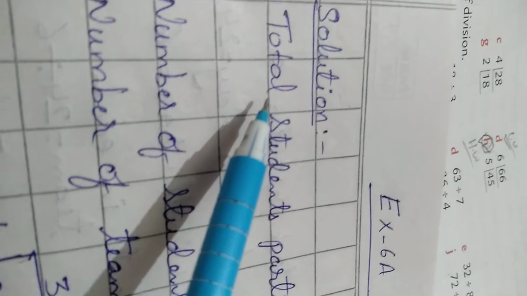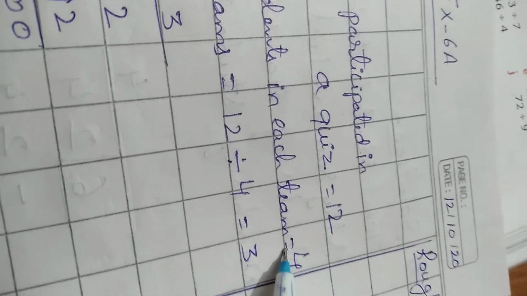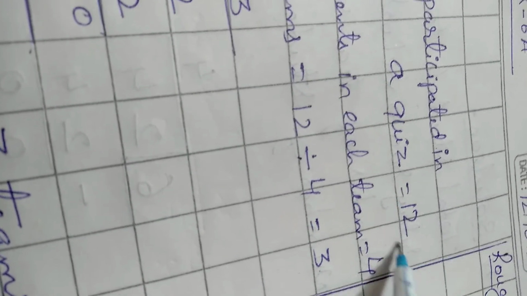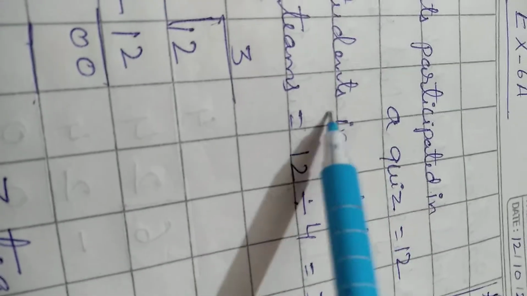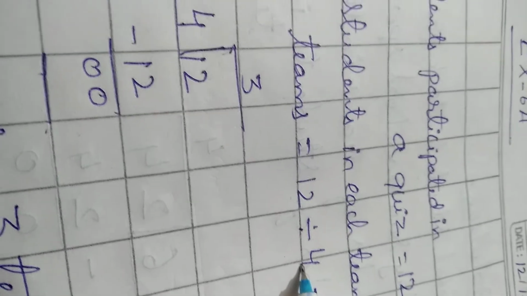So for that, the statements needed are, first, the information given is about the total students. So write down, total students participated in a quiz is 12. And the second information given is the number of students in each team, so that is 4. Now we have to find out the number of teams, which is equal to total number of students, 12, and we know that there are 4 students in each team. So 12 divided by 4.